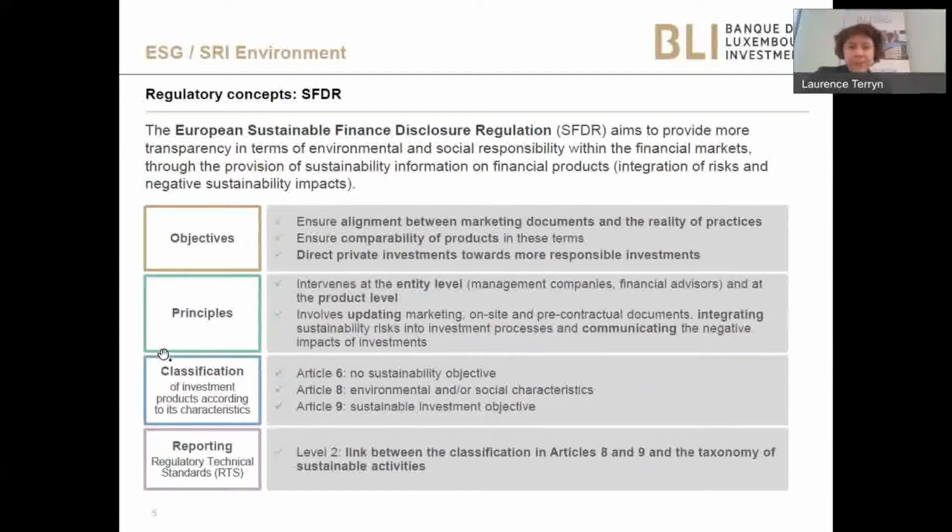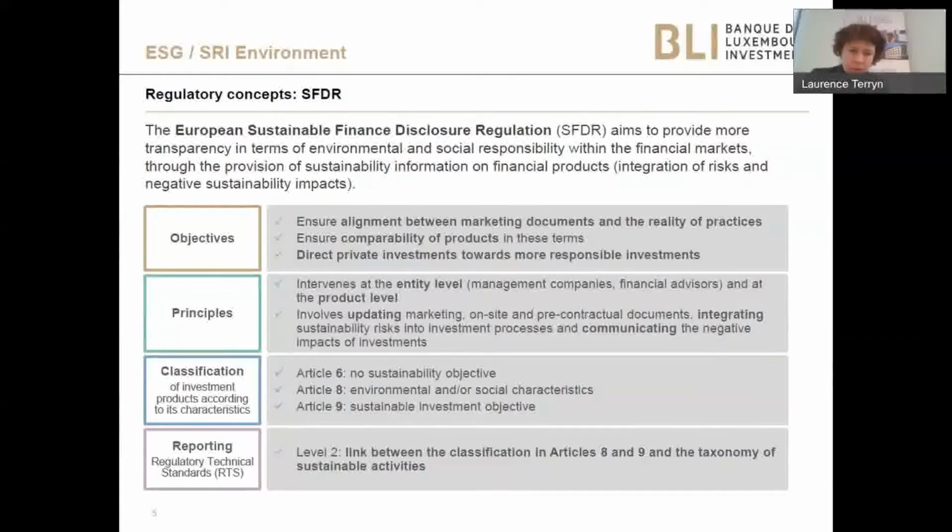In principle, the idea is to be implemented on the entity level, the company, financial advisor or management company, as well as the product level, the fund in this case. And it involves many areas: the marketing paper, the prospectus and so on, but also the communication on the internet site. It's integrating the sustainability risk in the investment process and also communicating the possible negative impact of investment. As you know, the broad classification is in 3 articles: 6, 8, and 9.